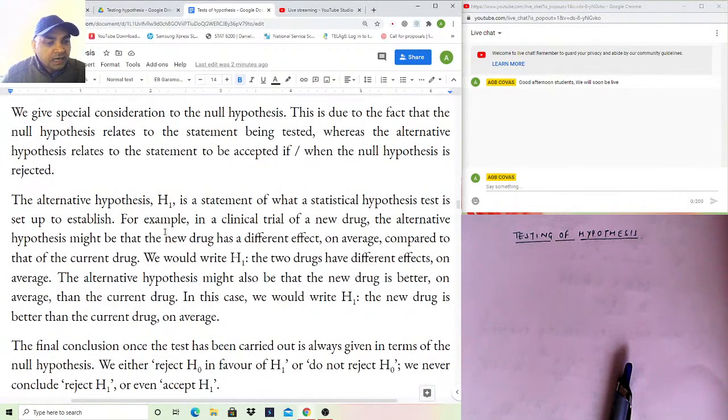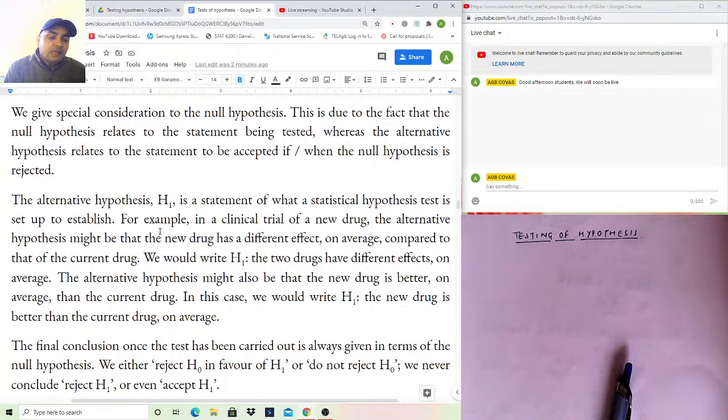Now, the alternative hypothesis, or H1, is a statement of what a statistical hypothesis test is set up to establish. For example, in a clinical trial of a new drug, the alternative hypothesis might be that the new drug has a different effect on an average compared to that of the current drug. So we would write H1: the two drugs have different effects on an average. The alternative hypothesis might also be that the new drug is better on an average than the current drug. In this case, we would write that the new drug is better than the current drug on average.